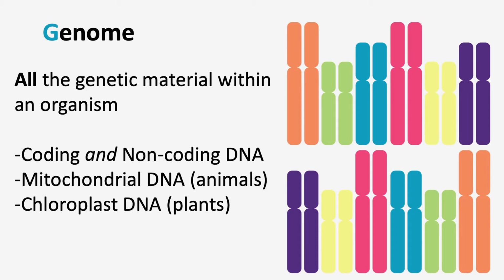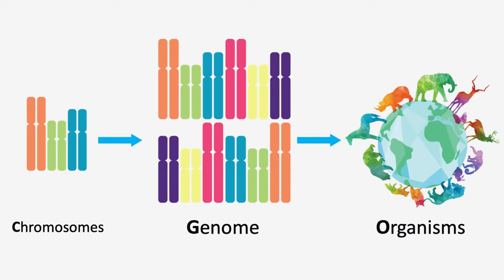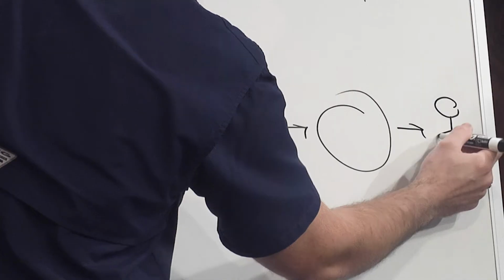So it's like if you looked at a set of encyclopedias. A chromosome would be an individual book in that set. The entire set together would be your genome. That's all of the DNA that makes an organism. And then that's how we go from an atom to an organism.